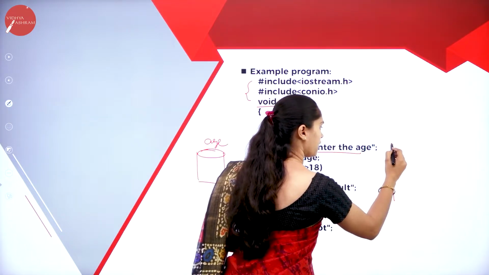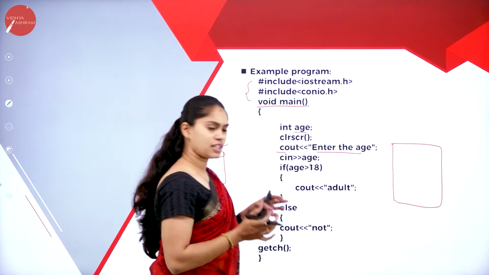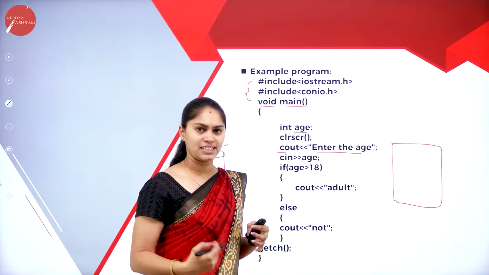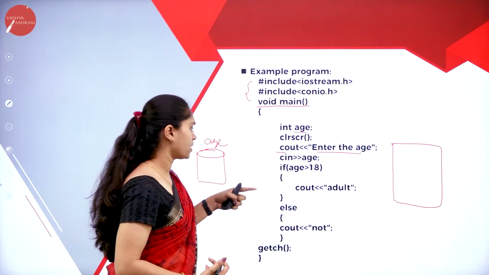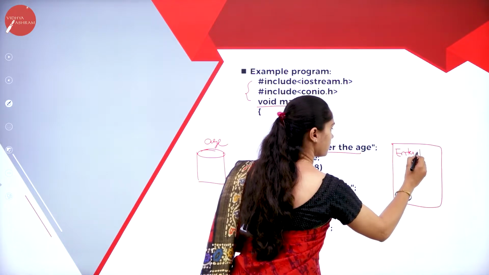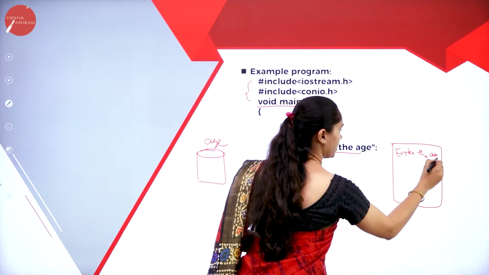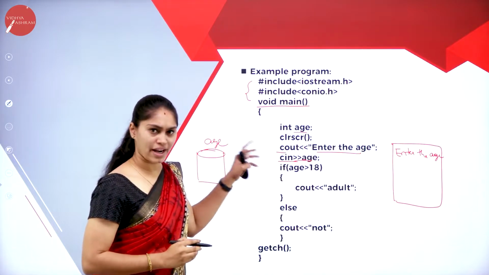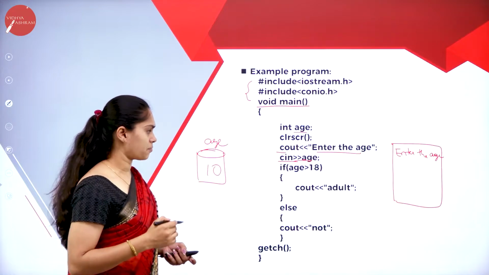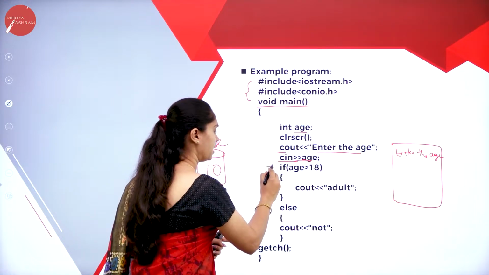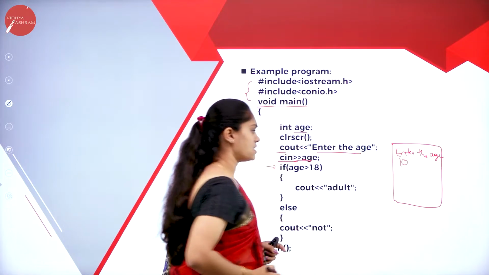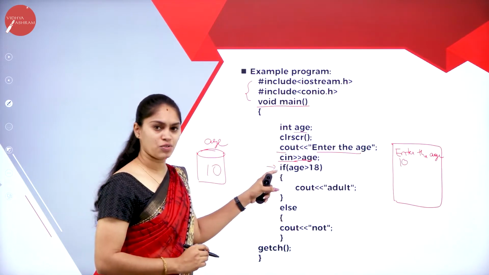So we are checking: if the condition is true, then one set of statements will be executed. If the condition becomes false, then we are going to execute the other set of statements. Okay, cout, enter the age. We are supposed to enter an age. Let me consider that I am going to give the age value as 10. So here we have an if condition.